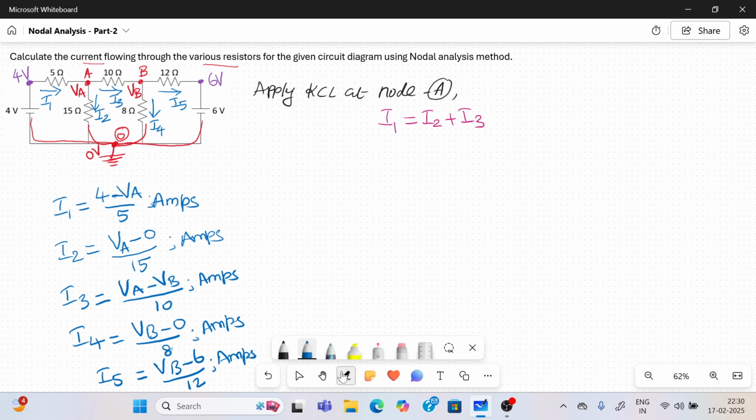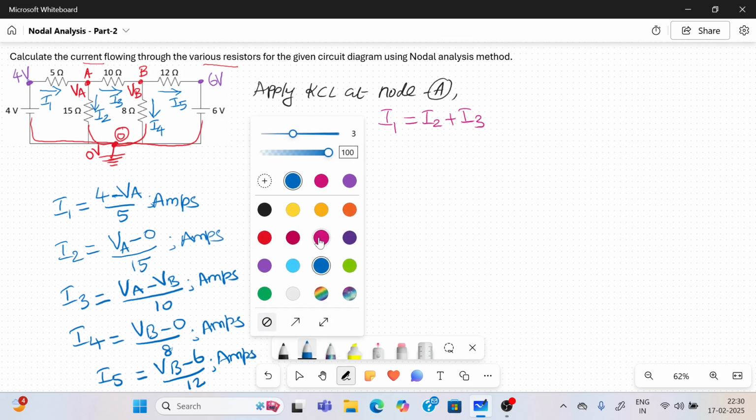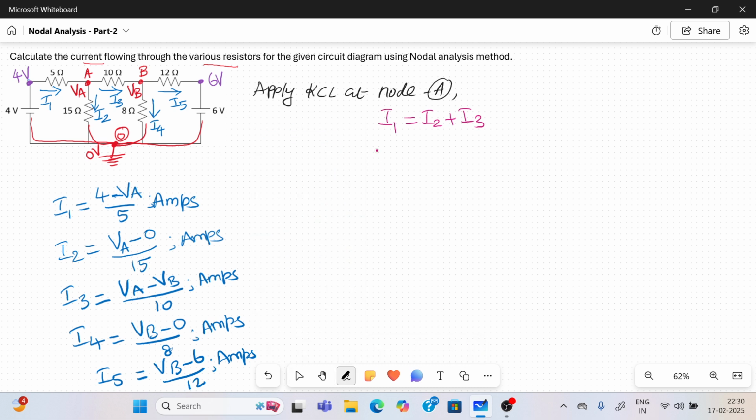So now we're going to substitute those values here, right? So what is your I1? You have to substitute those I1, I2, I3, I4, I5 values in this equation. So (4 minus VA) divided by 5 is equal to I2, which is VA by 15, plus I3, which is (VA minus VB) by 10. Yes. What is the LCM here?